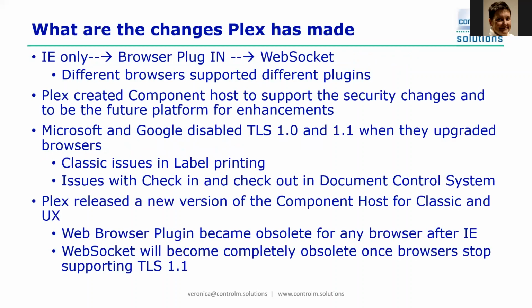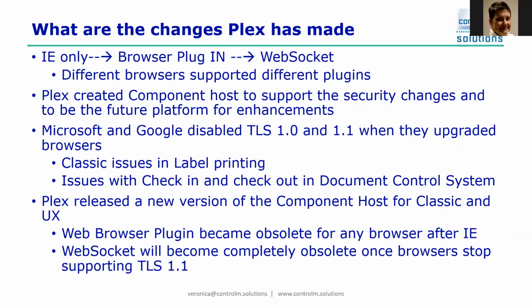Now, depending on how long you've been using Plex, you might be already familiar with the history. First, there was only support for Internet Explorer, and people complained they wanted the cool new browsers. The web browser plugin was so you could use Chrome and Firefox. When Google changed what they would support, Plex created a downloaded software called WebSocket. Now, Plex knew the old security was going to be obsoleted eventually, and they developed a new downloaded software called Component Host. Initially, it was only used in the UX environment.